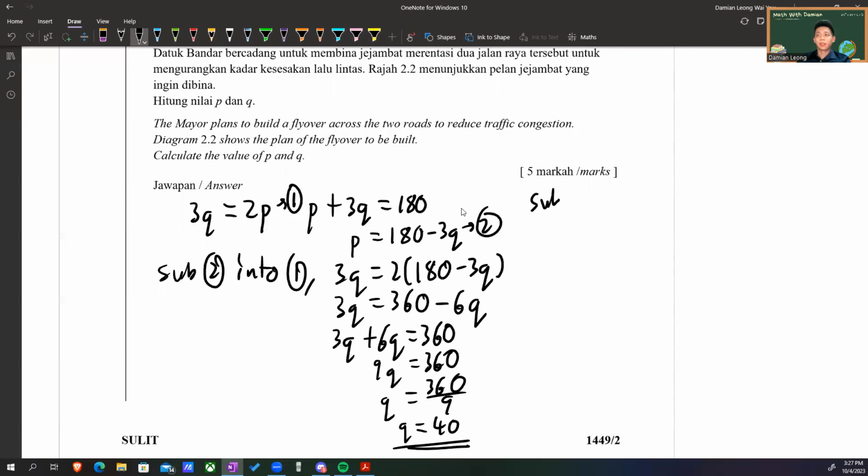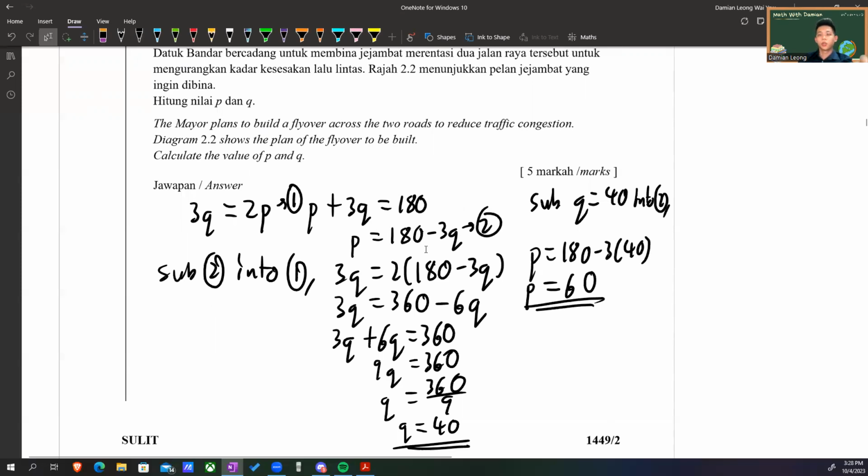Okay, and I substitute the Q value into equation 2, so I can find P. P is 180 minus 3 times 40, which is 60. So P is 60, Q is 40.